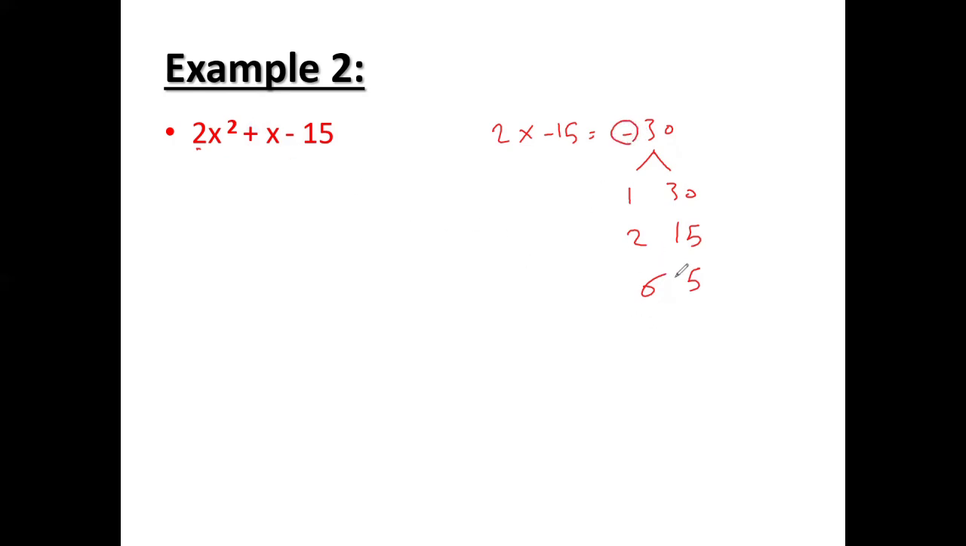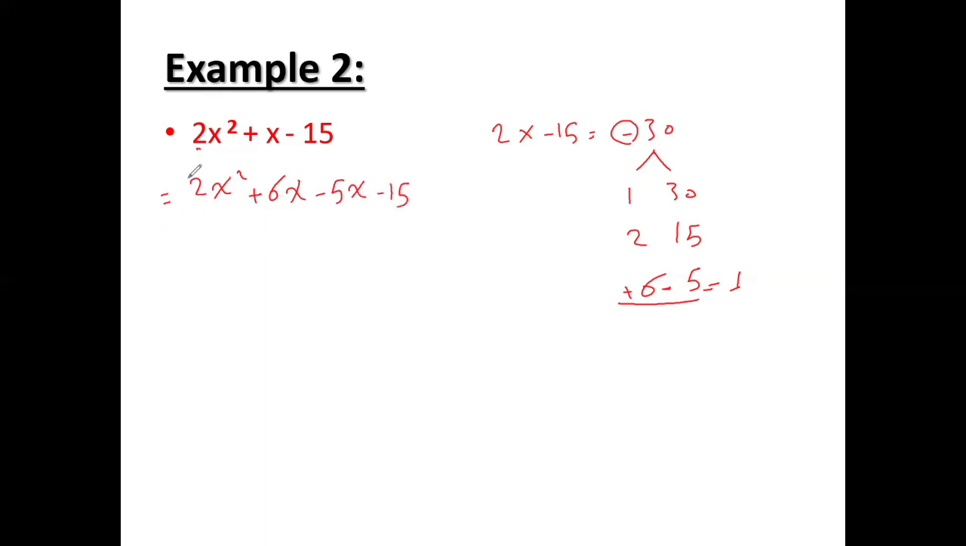And this is the answer. So we will take 6 and 5 as two factors. So 6 plus negative 5 is equal to 1. Now, we will get 2x squared plus 6x minus 5x minus 15.